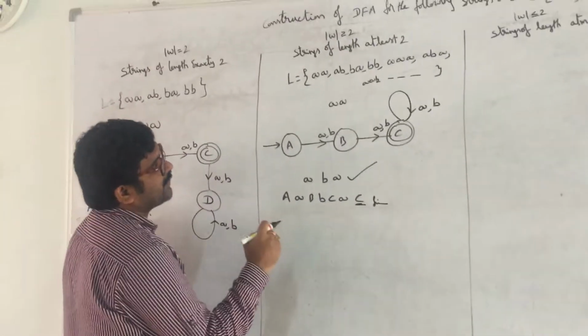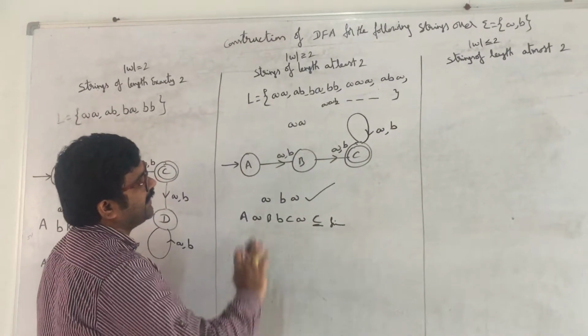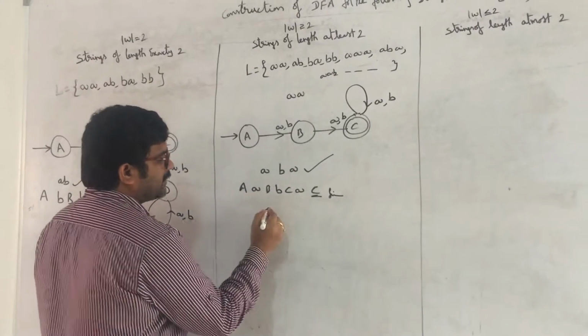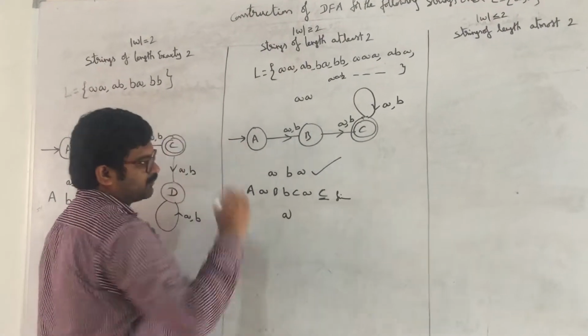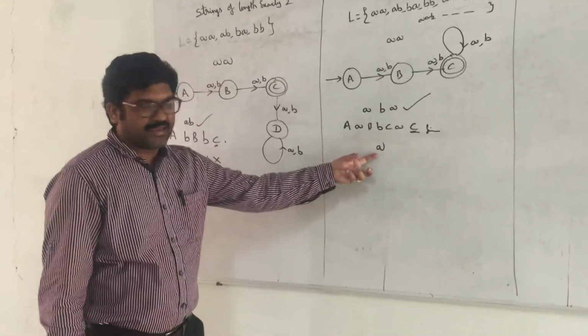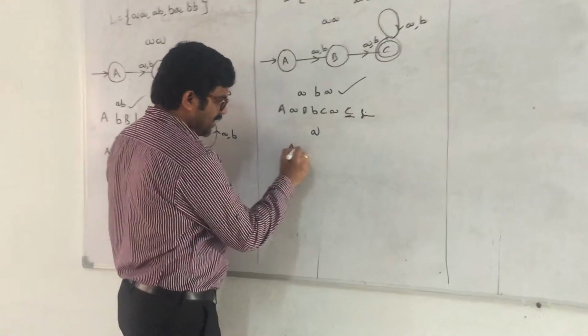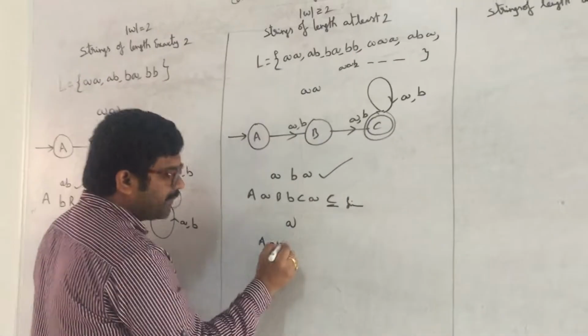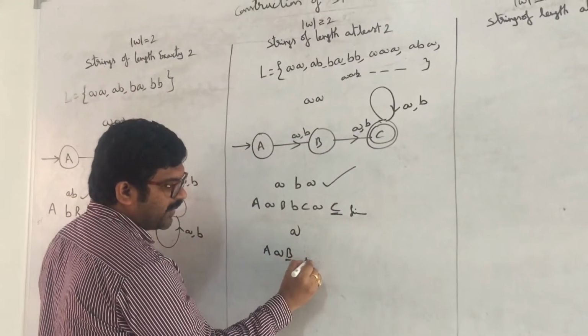Now let us take a string which is not available in my language. At least 2 means strings of length less than 2, so I took the string A. If you process this A, I get B, and B is not a final state.